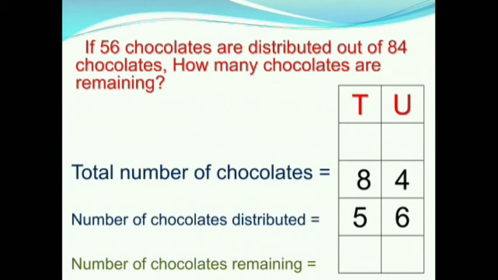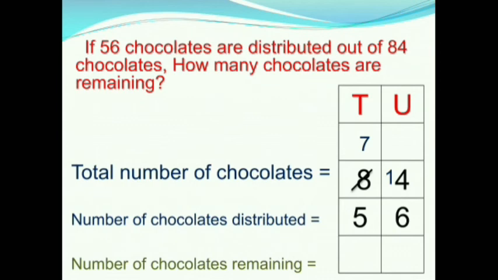Now we should find out number of chocolates remaining. First we should subtract units place digits. They are 4 and 6. 4 is less than 6. 6 cannot be subtracted from 4. Hence borrow 1 ten from tens place to units place. Units place can be written as 10 units plus 4 units equals 14 units. After borrowing 1 ten from tens place to units place, tens place is left with 7 tens.